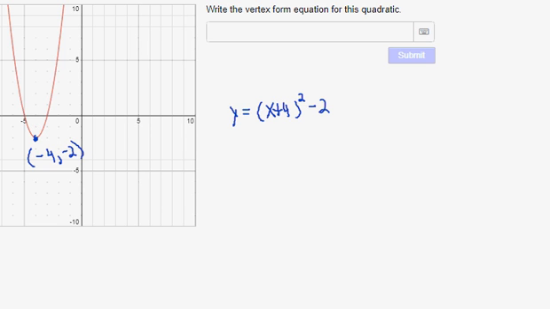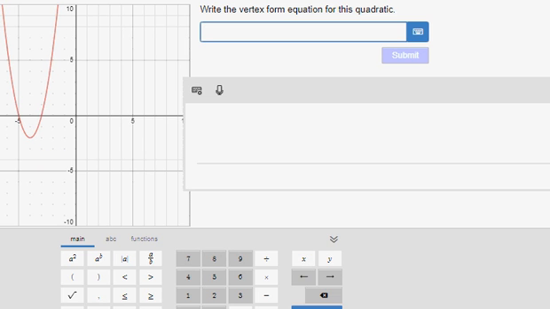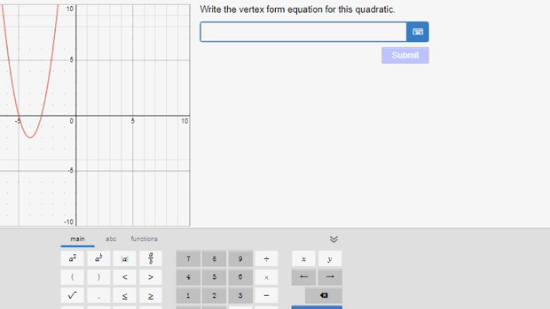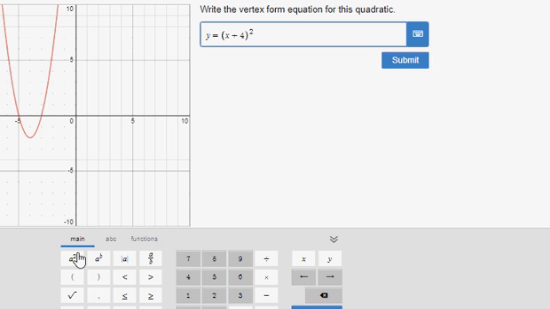Now, the vertex form equation. To get all the full points on this one, you have to write it as y equals, or f of x equals, (x plus 4) squared minus 2.